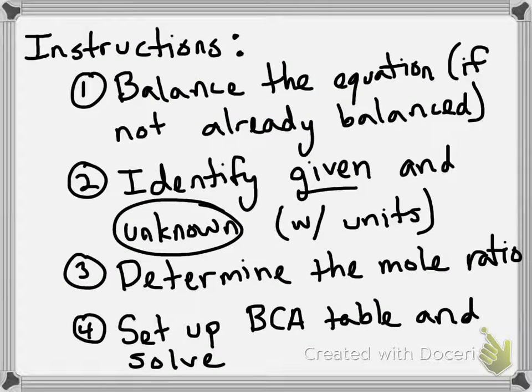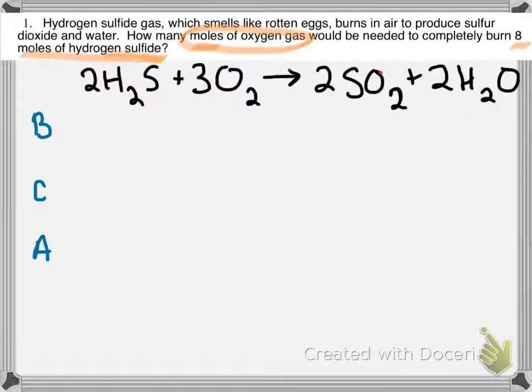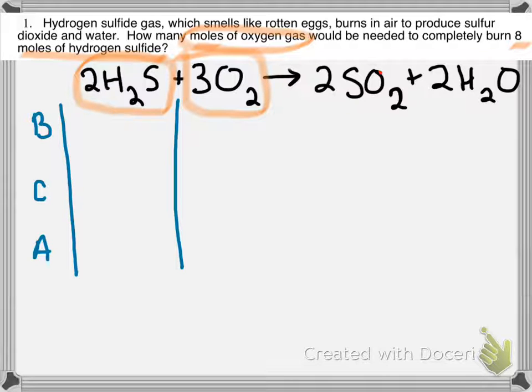And now my last step is to set up a BCA table and solve. So again, the BCA table stands for before, change, and after. I'm only concerned with these 2 species because I am given hydrogen sulfide, and I want to find out the moles of oxygen. So I don't really need to worry about my products. B tells me before. So the question is, how much of each of these species do I start with before the reaction happens? I'm told I start with 8 moles of hydrogen sulfide.